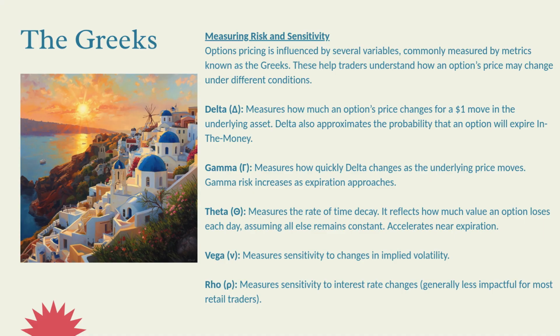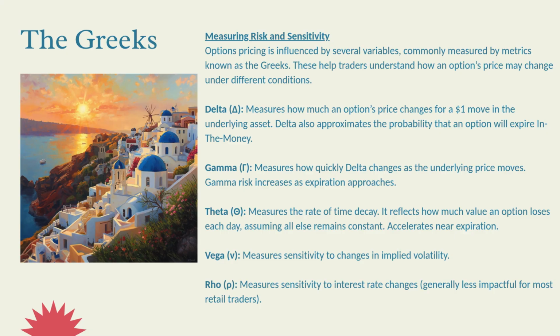Delta measures how an option's price changes for a $1 move in the underlying asset. It's also an approximation of the probability that an option expires in the money. Gamma measures how quickly delta changes as the underlying price moves. It's really a second-order derivative based off of delta, and gamma risk increases as expiration approaches. Theta is the measure of time decay. This is reflective of how much time is left until expiration.